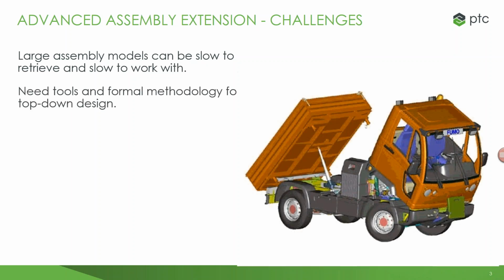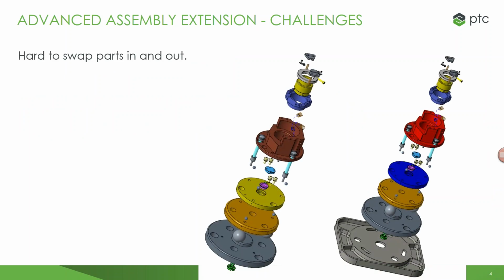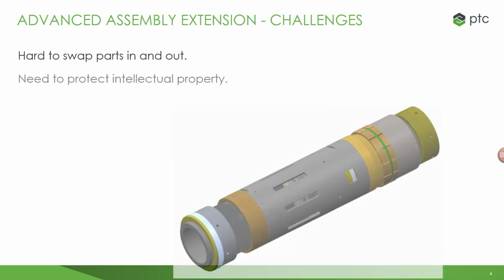And so what really needs to happen, you need these tools. This is what I was talking about before. You need these tools and formal methodology for top-down design practices so that whenever you're faced with problems, such as the 20,000 different components within the assembly, or even the 200, you're able to tackle those with ease. These changes can be costly and time-consuming, so we're trying to rectify those. They're hard to swap in and out of parts.